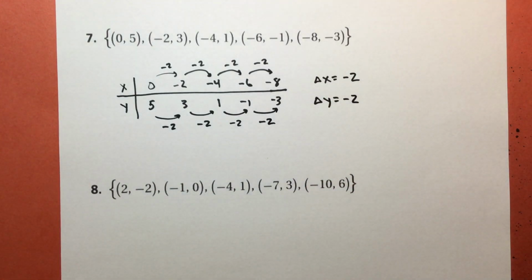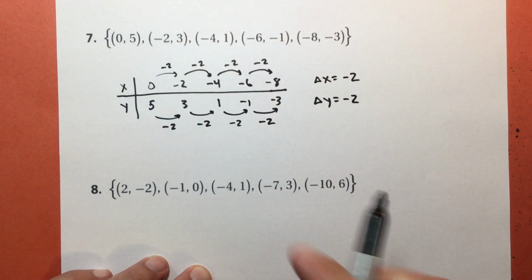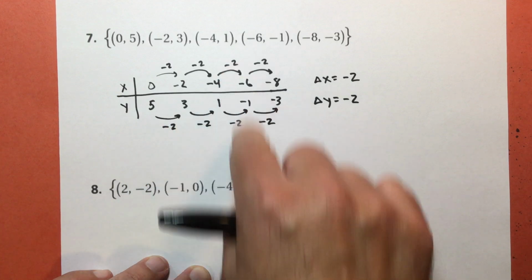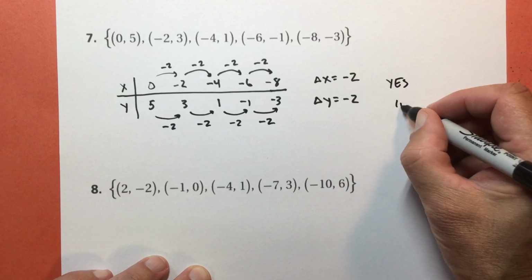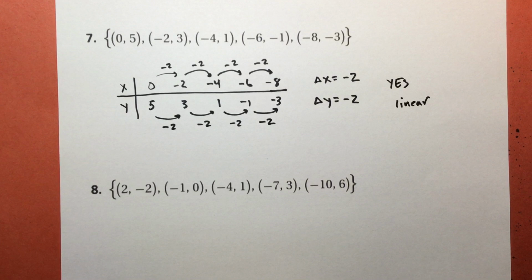Don't worry about the fact that both of these are the same. They don't have to be the same. It's all of these have to be the same, and all of these have to be the same. They just don't have to be the same to each other. Okay? This is yes. It is a linear function. I have a constant change in y and a constant change in x.